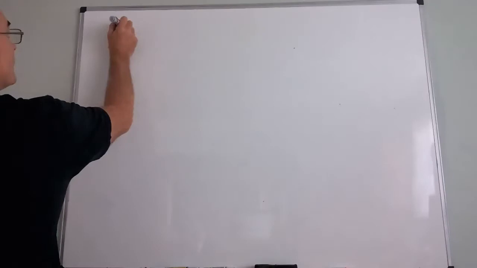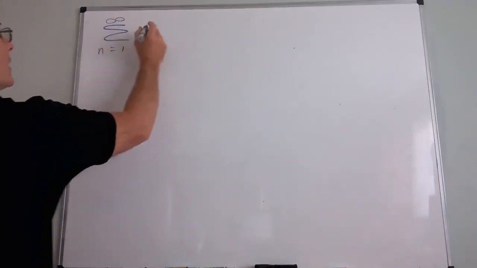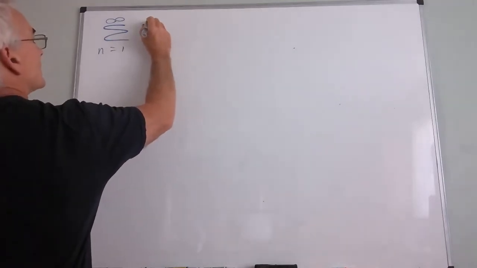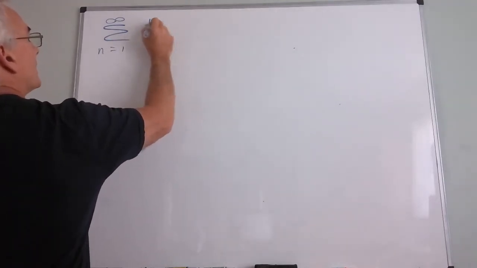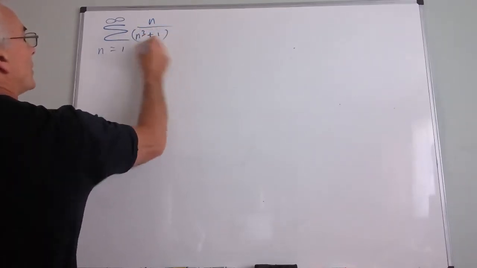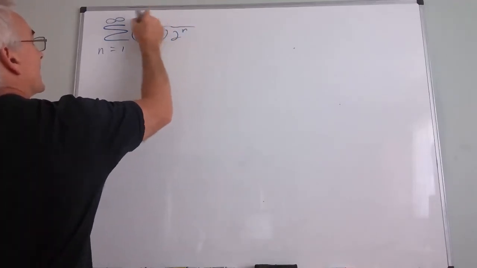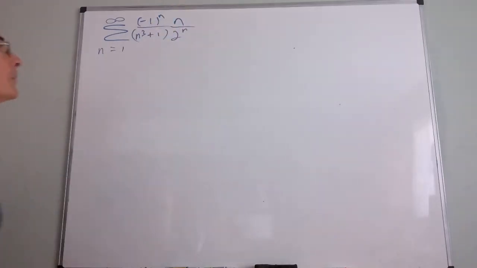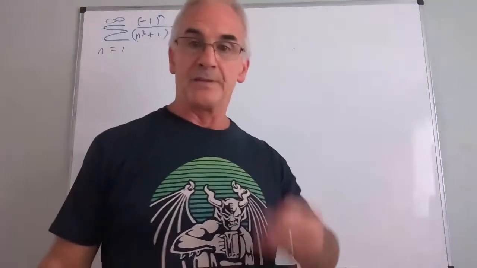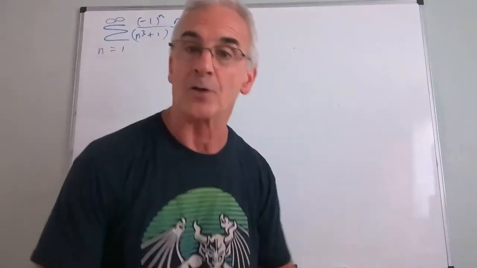So let's consider the following. Let's consider the sum from n equals 1 to infinity of, let's say, negative 1 to the n, and then n on top, over n cubed plus 1, times 2 to the n. Yikes, this is very busy. Now, it is not possible to test an alternating series. You can only test the non-alternating series.